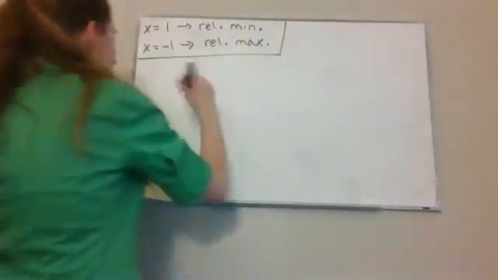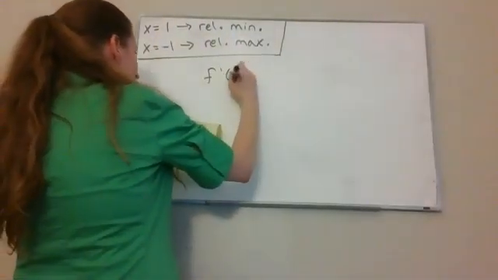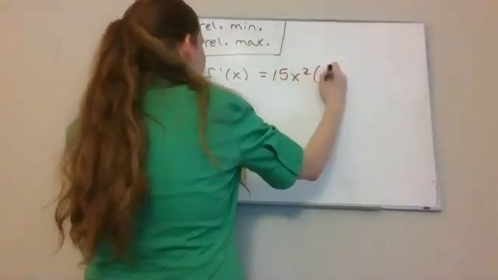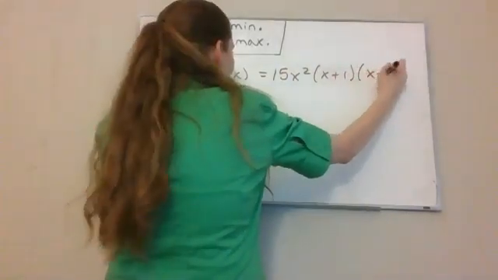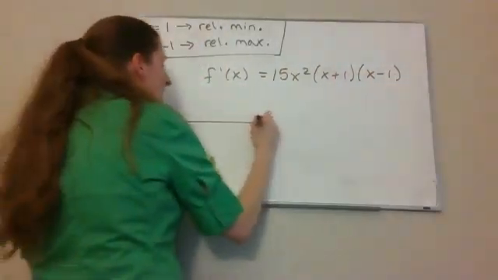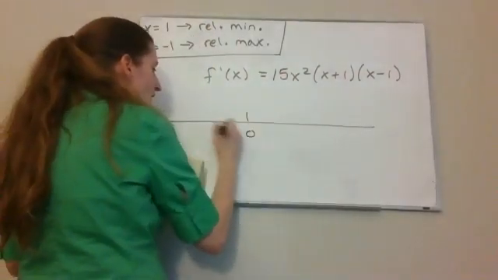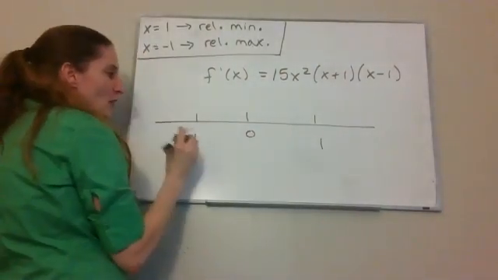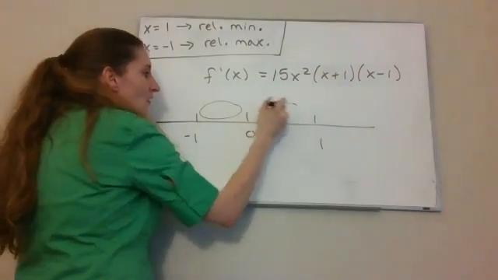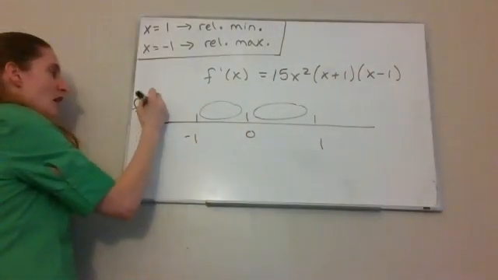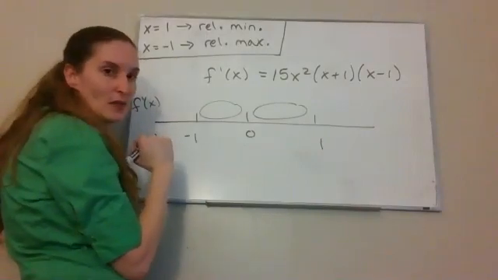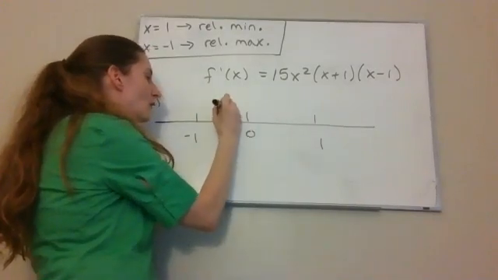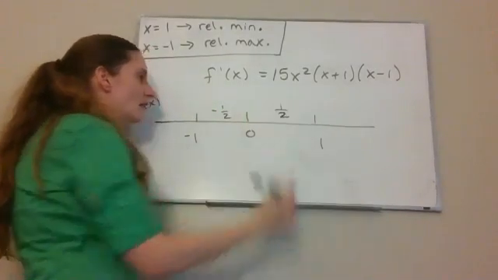So let's remember what our first derivative looked like. In factored form, our first derivative looked like 15x squared times x plus 1 times x minus 1. And if I look on the number line, well, here's 0. My other values were -1 and 1. I don't really care what's going on everywhere. I need to know what's happening here and here, so I can figure out if 0 is a max or a min. So if we just check values in those two subintervals, let's use -1/2 and +1/2.